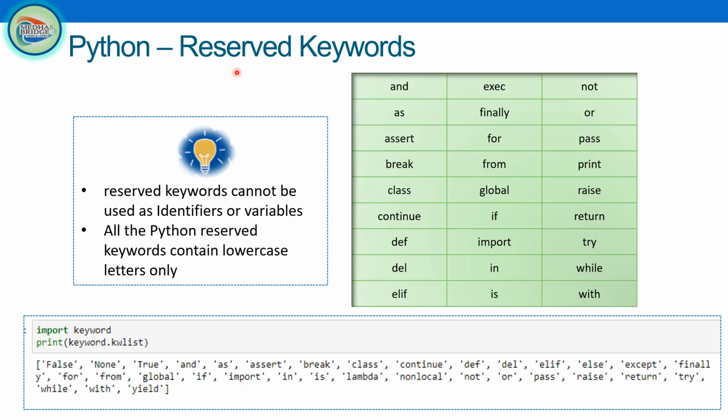Let us look into reserved keywords. Reserved keywords cannot be used as identifiers or variables. All the Python reserved keywords contain lowercase letters only. In order to print the keywords list, use keyword.kwlist.